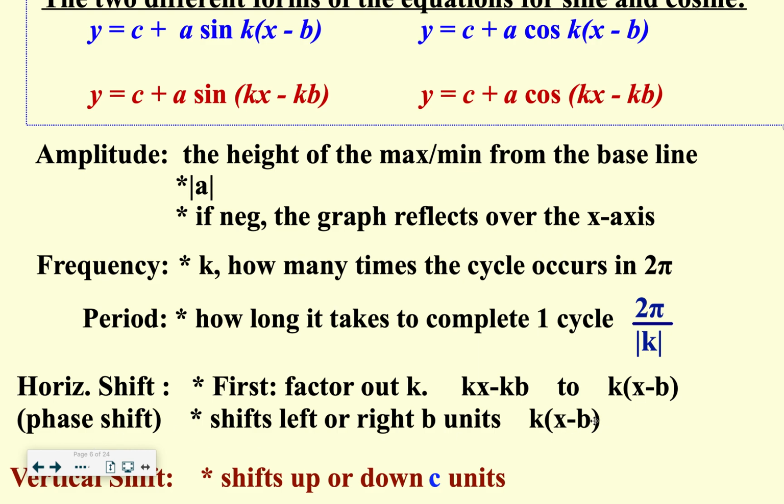Opposite sign, right? If it says left B or if it says minus B, you're going to go to the right B. Okay, and then your vertical shift is just C, and that's very straightforward. Whatever you're adding or subtracting, that can come before or it can come after your cosine and sine functions. Okay, so let's put this all together.